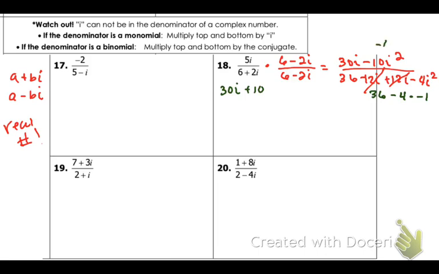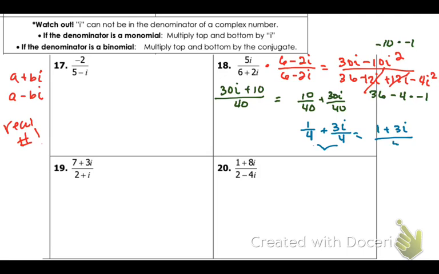So I'll show you here what I did so you can kind of understand where I got the other numbers from. So now from here I'm going to be left with 40. And I'm going to rewrite them separate. So 10 over 40, I'm putting my a first, plus 30i over 40. Okay, I'm going to simplify this. I'm left with 1 over 4 plus 3i over 4. And I can combine these because the denominators are the same. So 1 plus 3i and then 4 at the bottom.